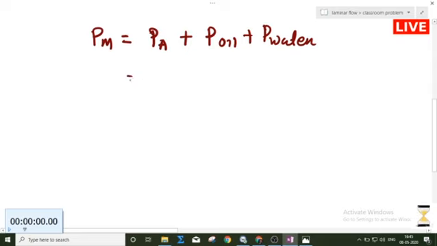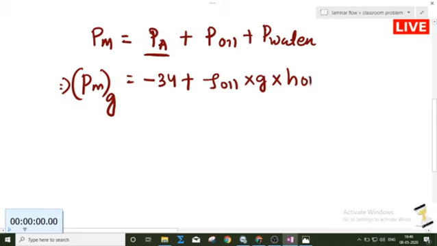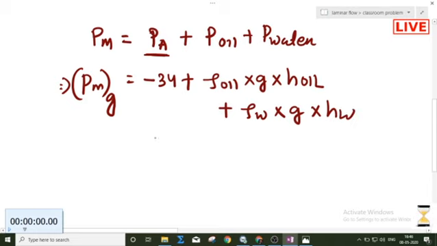Okay. So here we are measuring this total pressure. We are measuring directly. I am finding out the gauge pressure. Okay, gauge pressure. So what is the pressure at point A? Pressure at point A, gauge pressure, is minus 34 plus the oil pressure, which will be density of the oil into g into this height of the oil, plus density of the water into g into this height of the water.